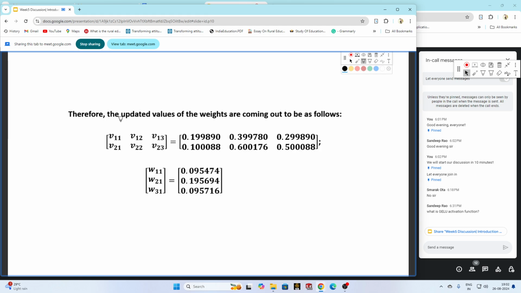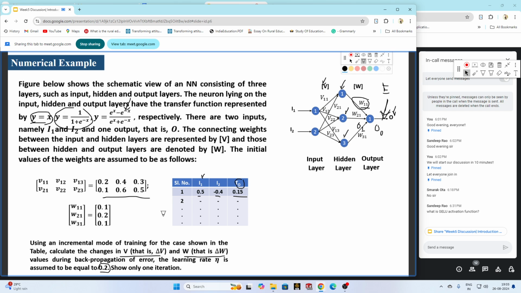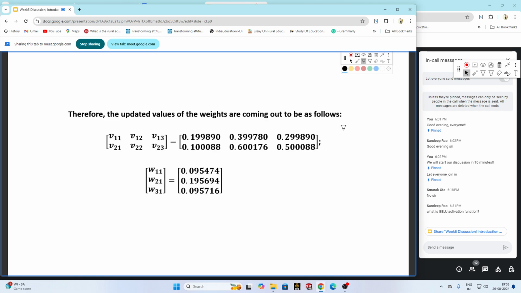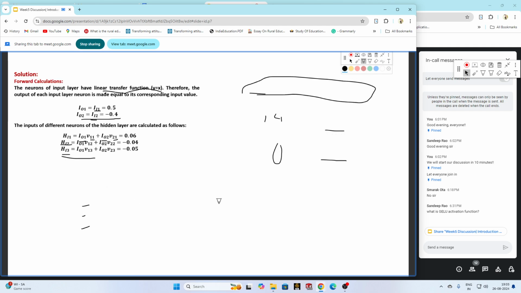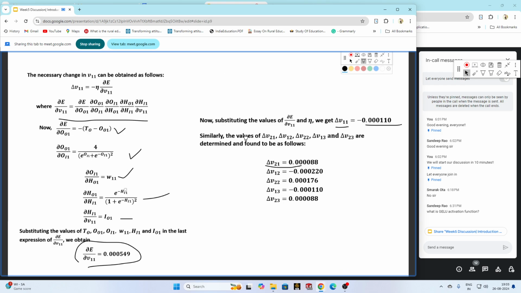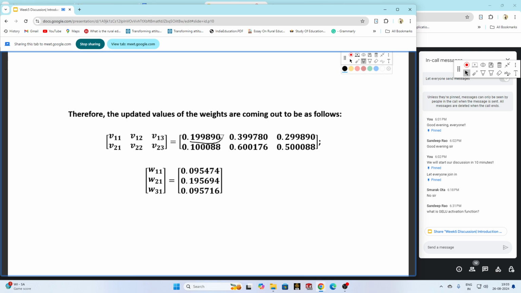Okay, so after all these changes, now you will update the weights. So this is your updated value of weights. Earlier your weights were 0.2, 0.4, 0.3, 0.1, 0.6, 0.5. Now once we have calculated delta V11, we just have to add it. Earlier your weight was 0.2, now we add this delta V11, which is minus 0.000110. So your answer will be the new V11. Similarly, you will get V12, V13, V21, V22, V23, and similarly you will get your updated weights for W also.